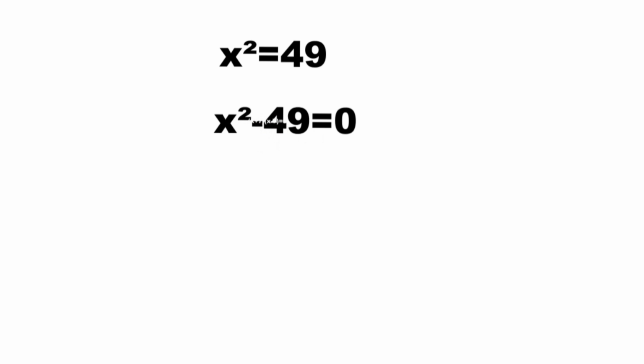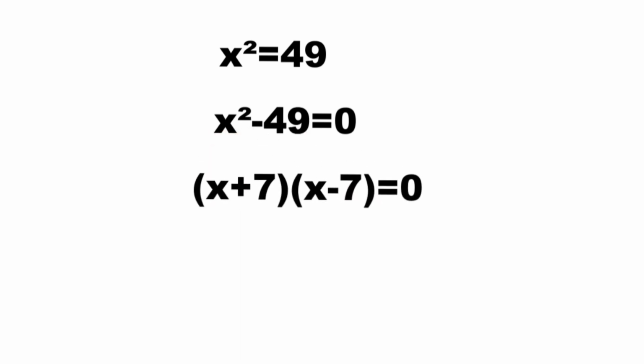Then you can factor this using the difference of two squares. X squared is a perfect square and 49 is a perfect square. So we can have x plus 7 times x minus 7, or the sum and difference of two binomials, equals 0.